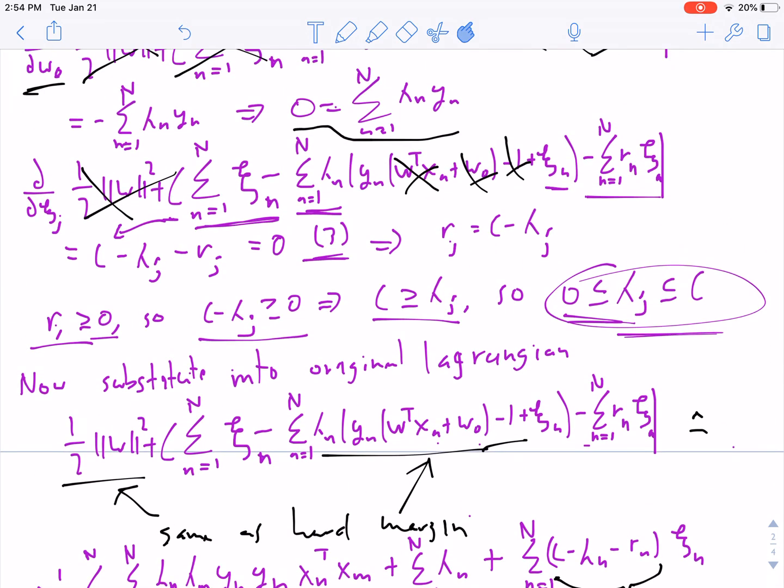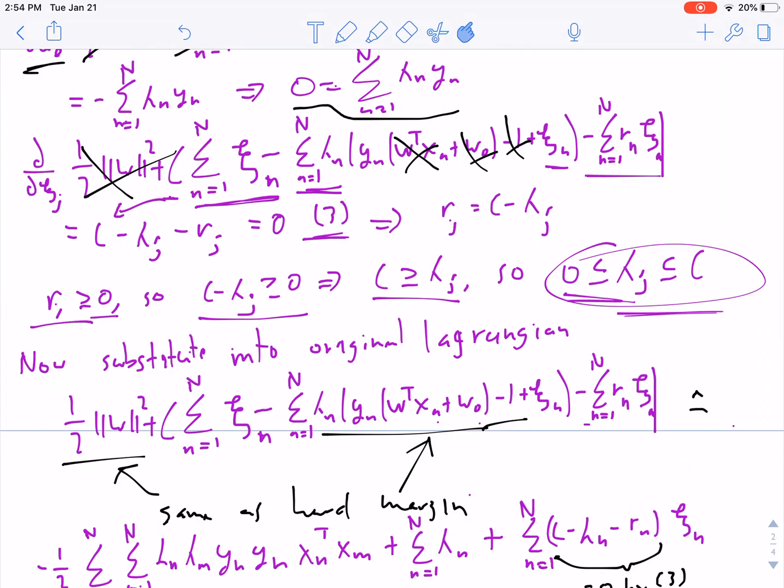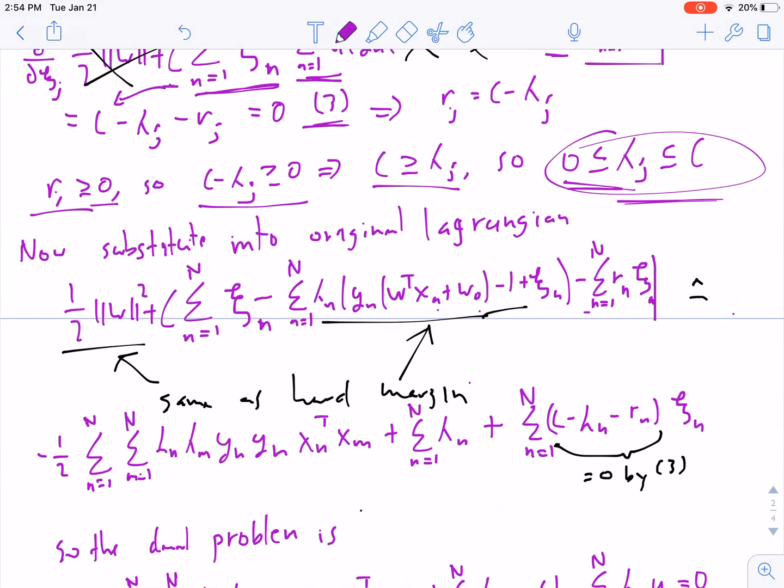Great. So now we substitute everything back into the original Lagrangian. A lot of this is going to be the same as the hard margin. Notice that the first two underlined terms in black are the exact same as in our hard margin case, and we're just substituting in for w naught and w here, which we got the same exact results for as the hard margin. So I'm not going to redo that math here. We get the same results, and we get these first two terms.